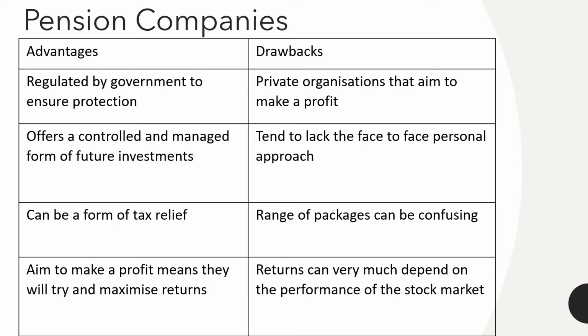So, evaluating the advantages and drawbacks of a pension company, starting off with the advantages. Pension companies are regulated by the government to ensure protection. They offer a controlled and managed form of future investment. Pension companies can be a form of tax relief. Pension companies also aim to make a profit, which means they'll try and maximize profit.